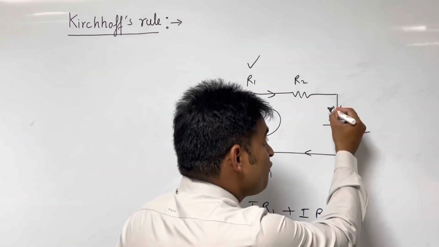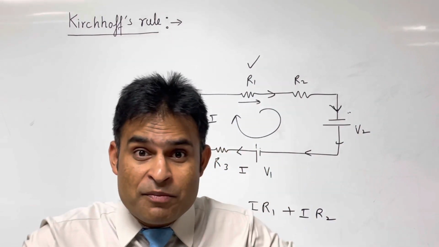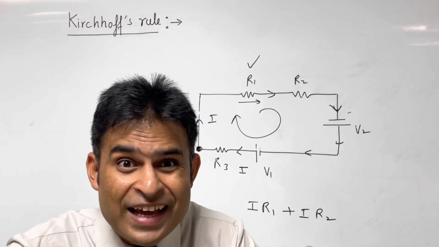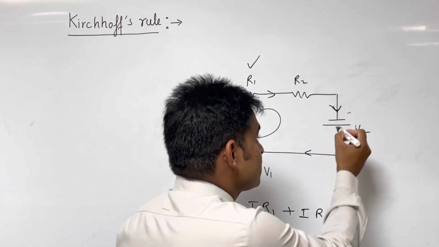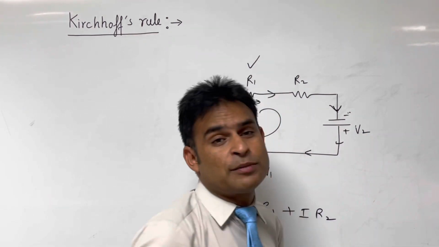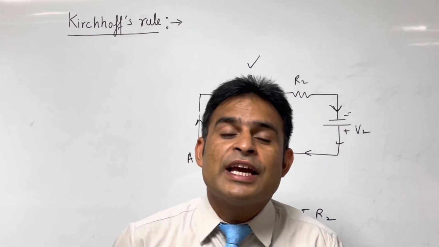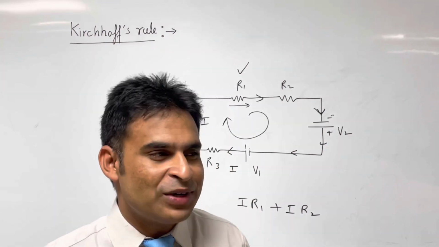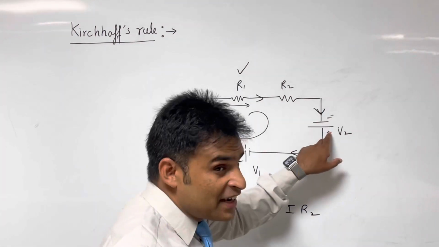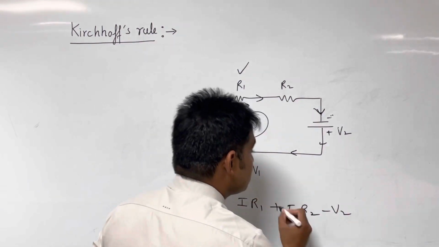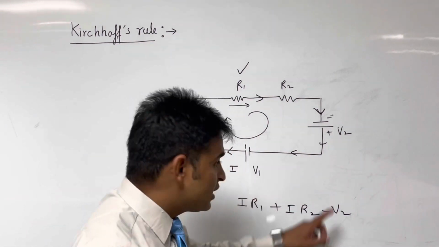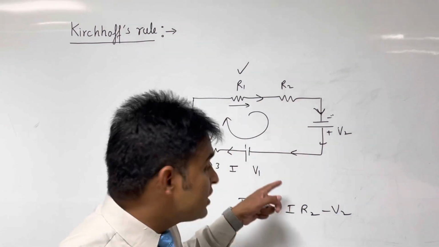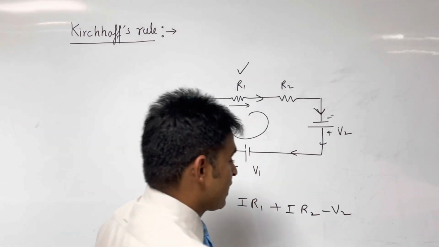If you see, I am moving clockwise only, but first I enter at the negative terminal of the battery. Means first I enter at the negative one, then I reach the positive one. What I said: in case of a battery, if you enter at negative first, write it negative; if you enter at positive, write it positive. So first I enter at negative, so I'll write negative V2. Then I reach this point, and again I enter at the negative terminal, so I'll write minus V1.